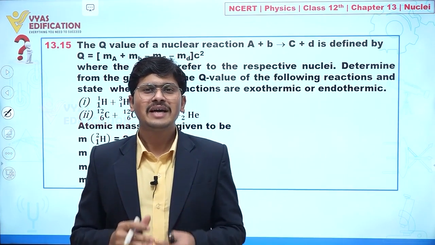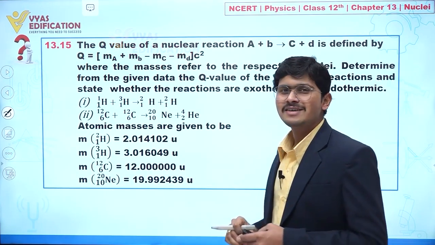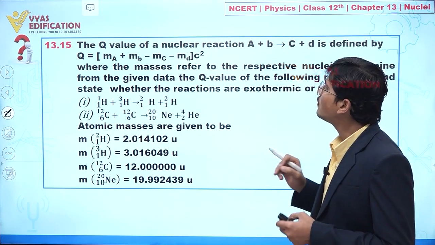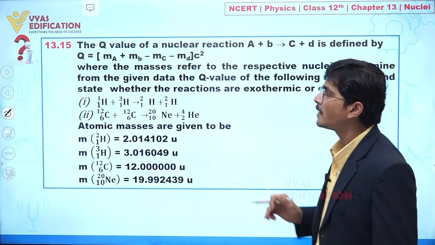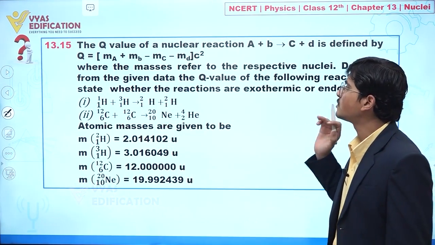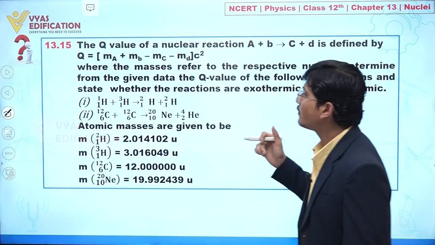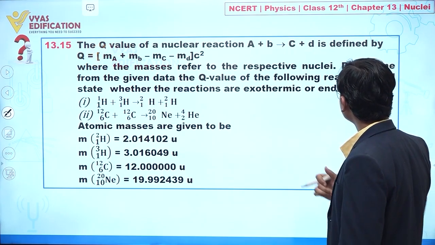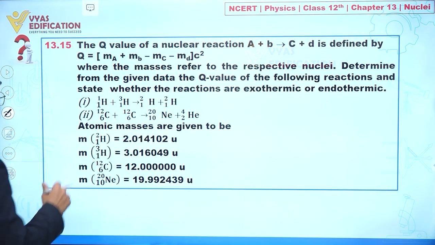Clear? Now dear student, we are going to discuss this question number 13.15. Clear? In this question, first of all, definition of a Q value is given to you. How can we calculate Q value? So the Q value of a nuclear reaction A plus B equal to C plus D is defined by Q equal to Ma plus Mb minus Mc minus Md, multiplied with C square. Clear? Where the masses refer to respective nuclei. Fine. Determine from the given data the Q value of the following reactions and state whether the reactions are exothermic or endothermic. Clear? So now first of all we are going to discuss the reaction number 1.